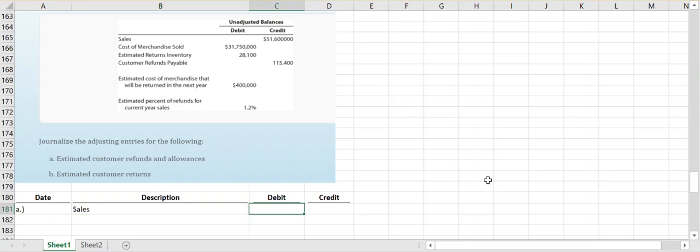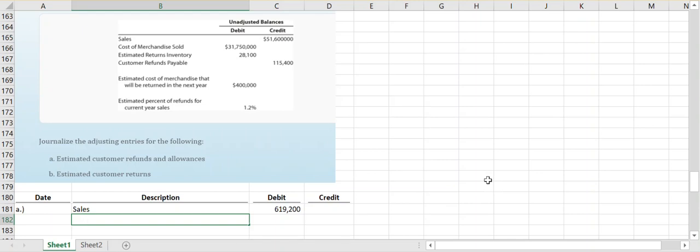So we're going to debit our sales. In total, our sales was $51,600,000, and they said that we estimate that 1.2% of that is going to come back to us in returns in the upcoming year. So that means we'd have to reduce our revenue by a little over $619,000 to show that we're accounting for those returns that we're anticipating in the upcoming year.